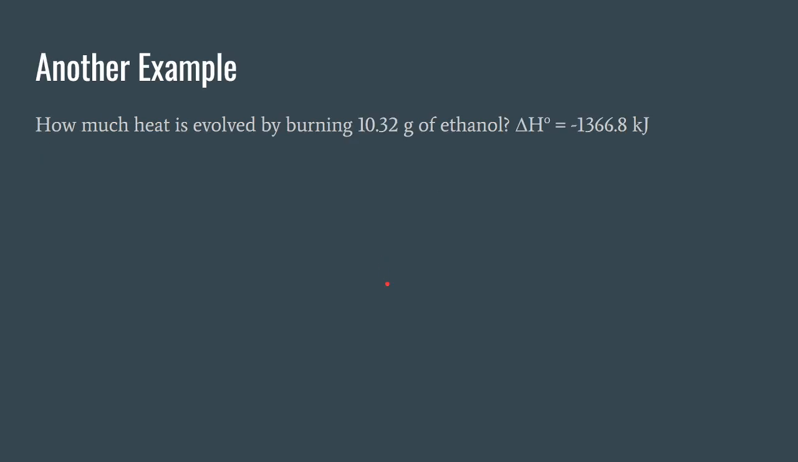So, how much heat is evolved by burning 10.32 grams of ethanol? The enthalpy of reaction is negative 1366.8 kilojoules. Okay, first note, when reporting standard enthalpy of reaction, we don't always say per mole, just because it's assumed. It saves a little bit of time, but it should always be understood to be there. So, how much heat is evolved by burning 10.32 grams of ethanol?